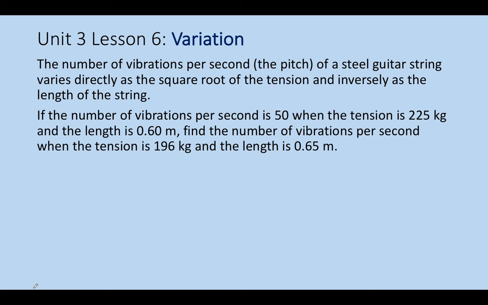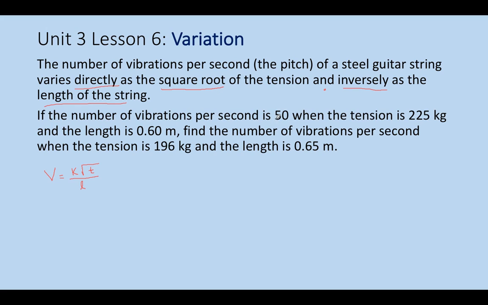I would guess that this one would be the most complex of the ones that we've done today. It says the number of vibrations per second, so in other words, the pitch, of a steel guitar string varies directly, okay, so there's my first keyword, I'm multiplying, as the square root of the tension, and inversely as the length of the string. So we got a lot of information going on here. Varies directly as the square root, so varies directly means I got k, and then times the square root of the tension, so we'll call that t. But then inversely, so k divided by the length. Okay, so there's what we got.